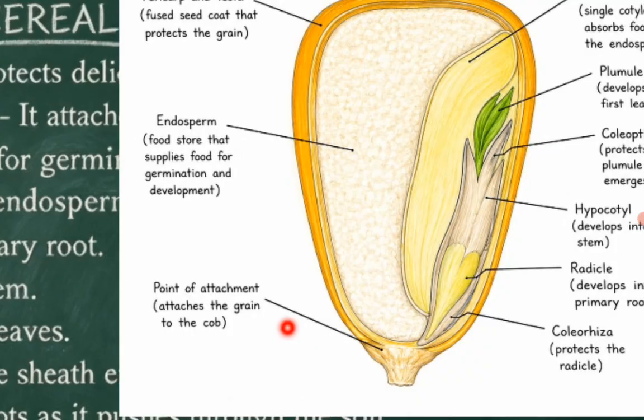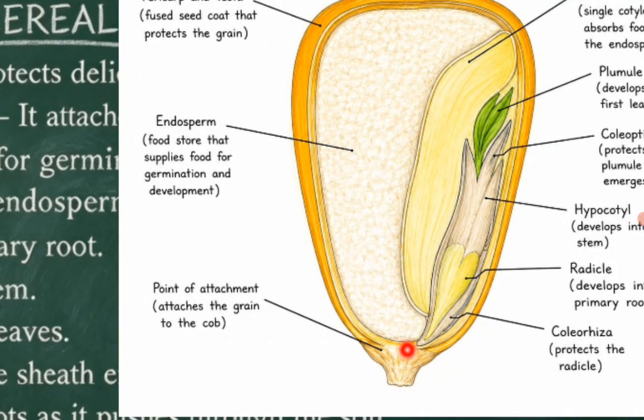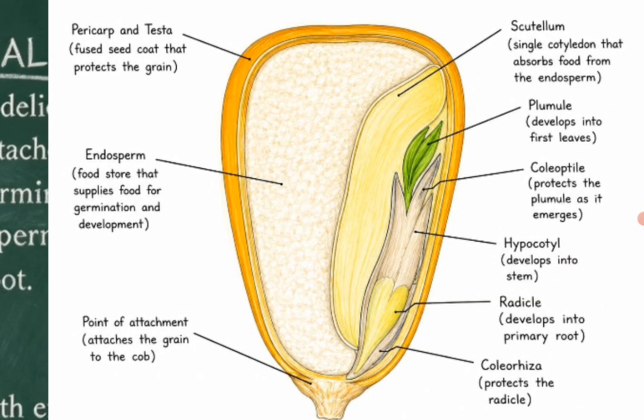And then we have a point of attachment, which is this bit here, right? This attaches the grain to the cob. So when you're shelling maize, it is this part of the seed which is attached to the maize cob.